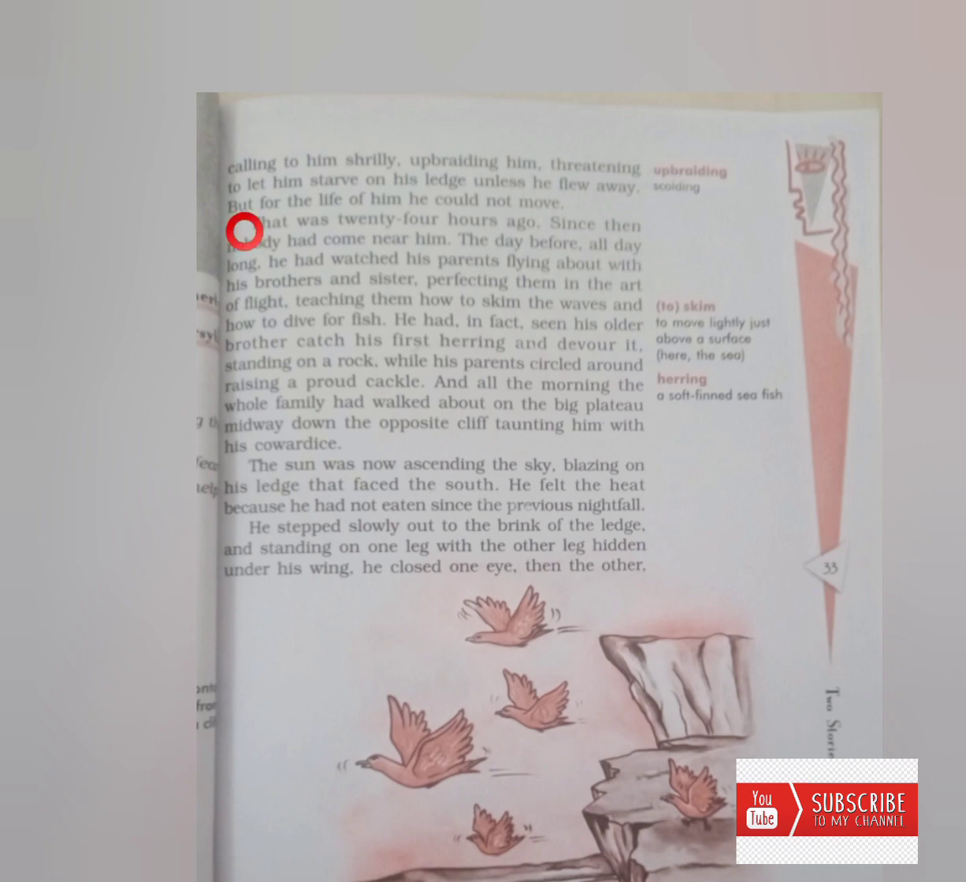In this area, we might expect the question: 24 hours ago, since then, nobody had come near him. He has been isolated. He has been alienated. The day before, all day long, he had watched his parents flying about with his brothers and sister. So, they are making that young seagull long for the first flight. That is why the parent and the other brothers and sisters were all flying around him. After seeing them, he might try to fly. That is their idea.